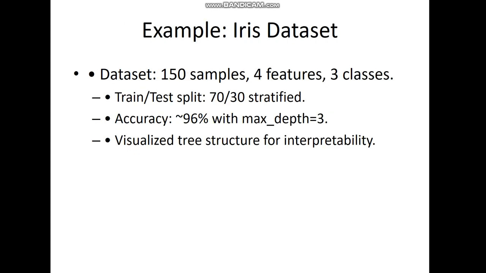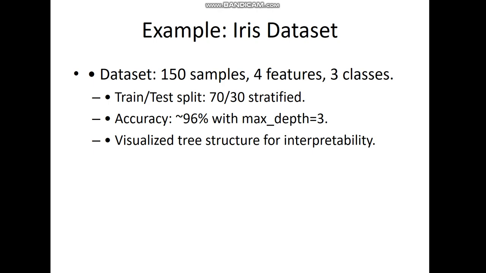So I have a sample using the iris dataset to illustrate. Let's consider the classic iris dataset: 150 samples, each with four features: sepal length, sepal width, petal length, and petal width, and three classes of iris. We perform a stratified train-test split, 70-30, ensuring class proportions are preserved.